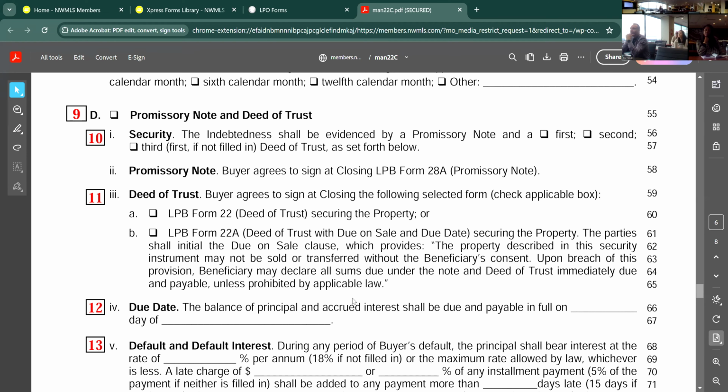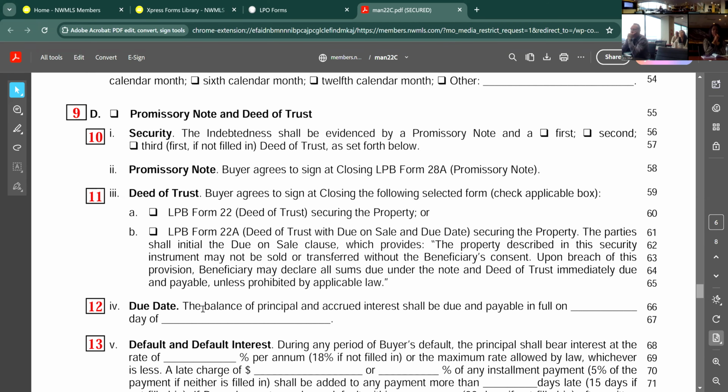So the balance and principal and accrued interest shall be due and payable in full on. This is typically your 5-year.